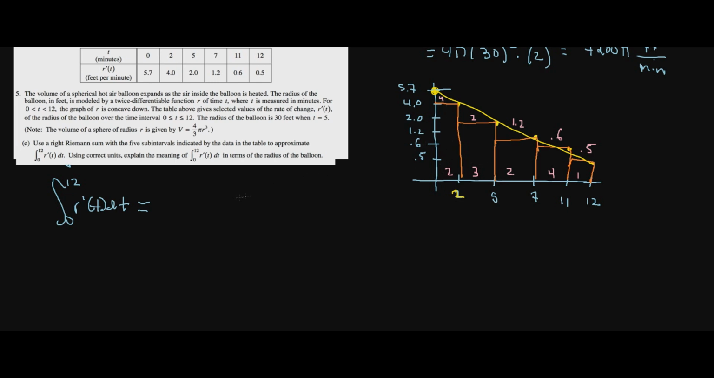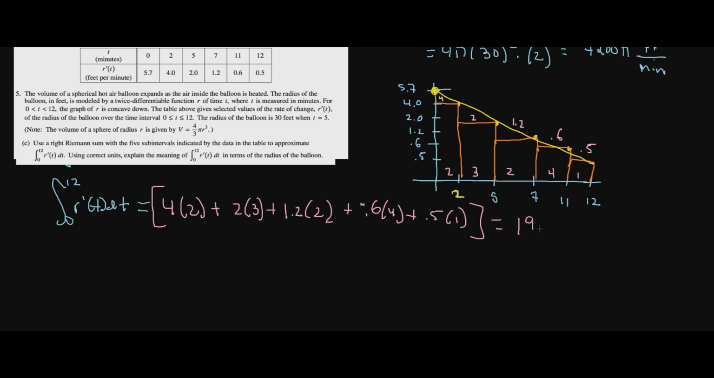I'll start with my first rectangle. 4 times 2, plus 2 times 3, plus 1.2 times 2, plus 0.6 times 4, plus 0.5 times 1. There it is. Good. So I got that right there. We are in business. This is approximately going to become 19.3 feet.